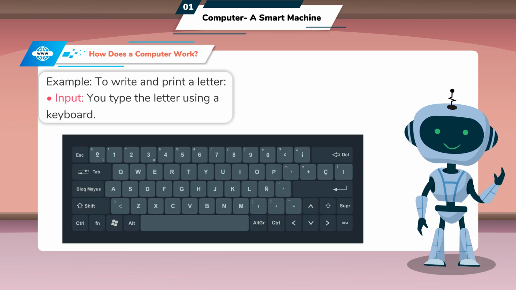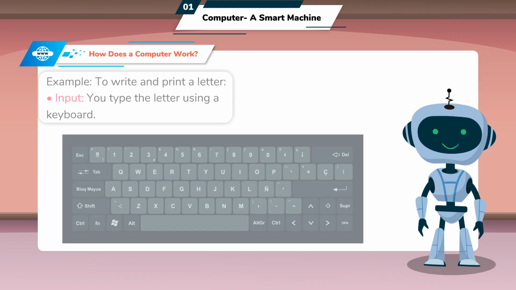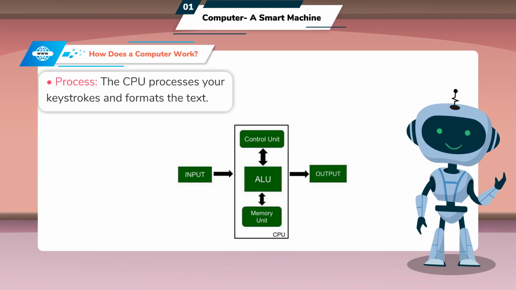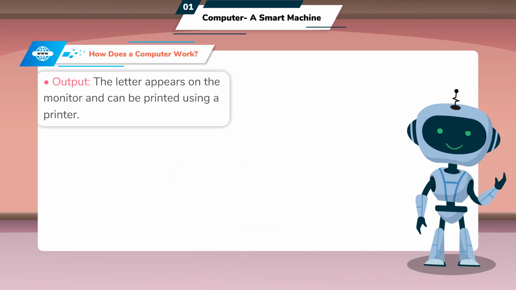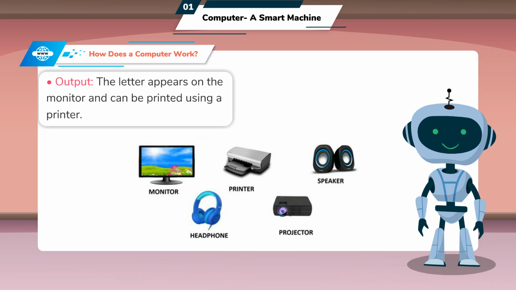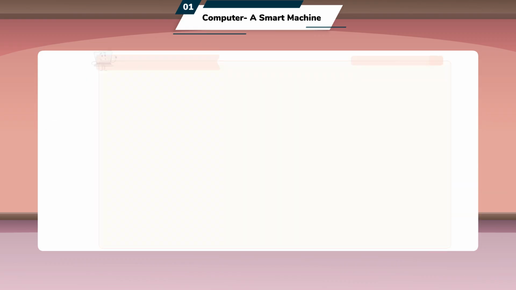Example: to write and print a letter. Input. You type the letter using a keyboard. Process. The CPU processes your keystrokes and formats the text. Output. The letter appears on the monitor and can be printed using a printer.